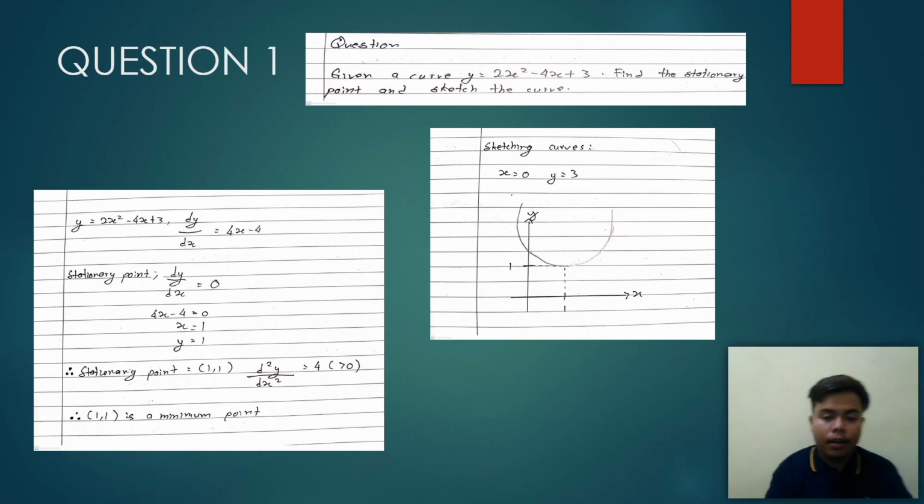So we can see the graph. If it is a minimum point, the graph will be concave up, and we can see the graph shape is concave up.